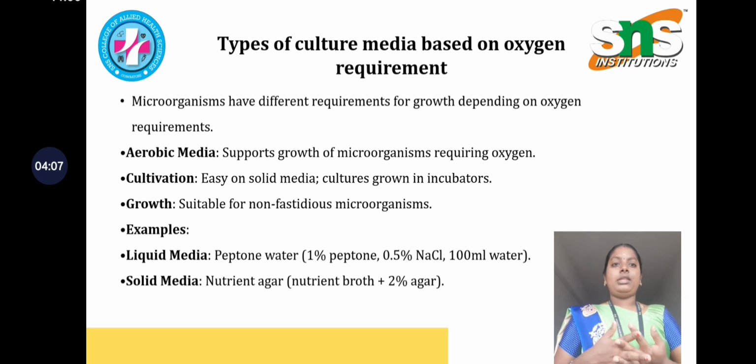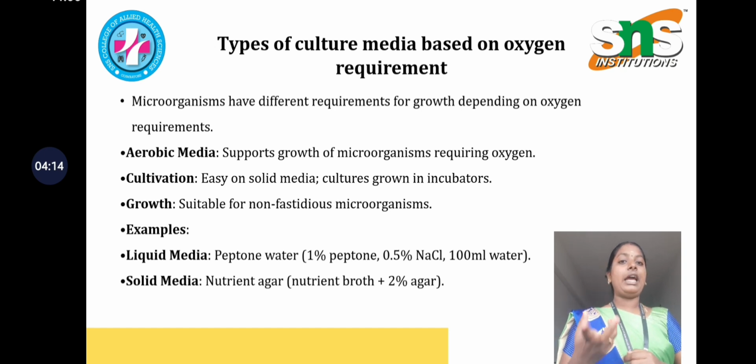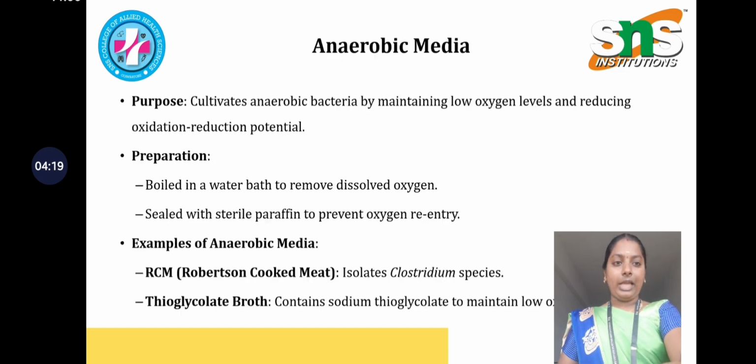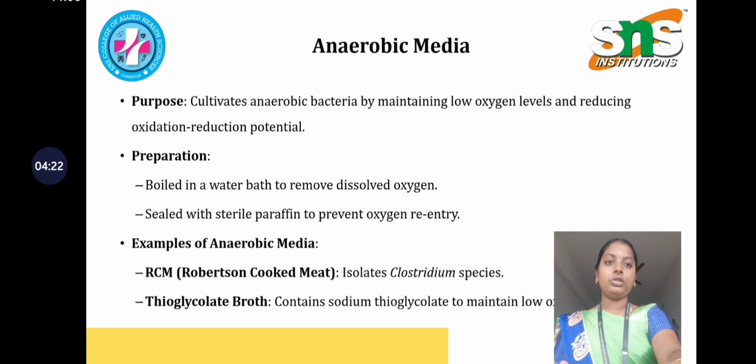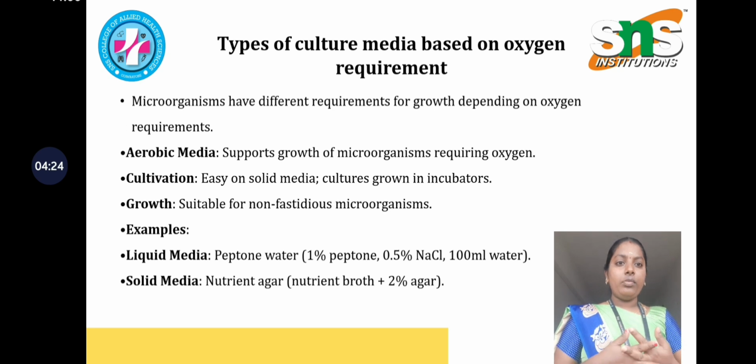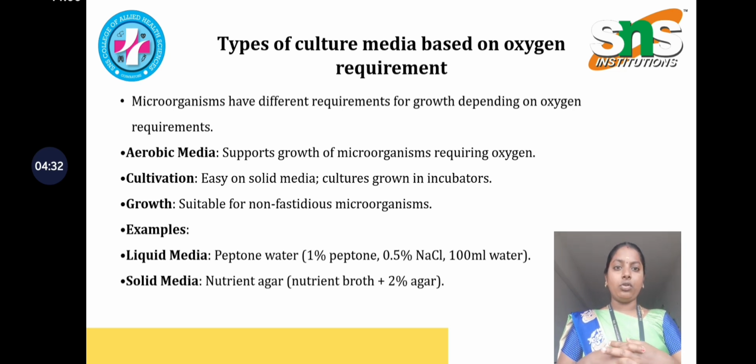And types of culture based on the oxygen requirement. Based on the oxygen requirement, they are divided into two types: aerobic media and anaerobic media. Aerobic means that in the presence of air the microorganism can grow, and in the absence of air the microorganism can grow as anaerobic media. Aerobic media supports the growth of microorganisms requiring oxygen, is easily cultivated on solid media, and is suitable for non-fastidious microorganisms. Examples are peptone water, nutrient agar. Peptone water is mainly for maintaining the carbon and nitrogen.